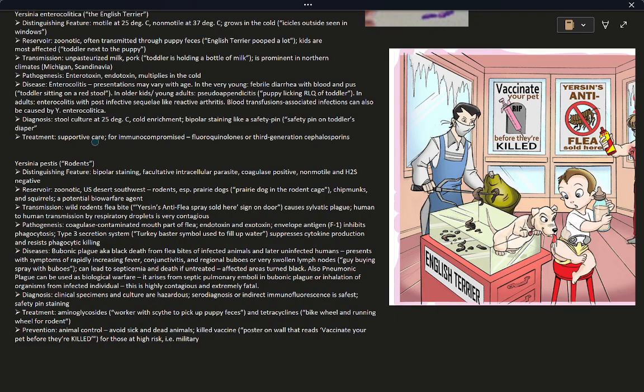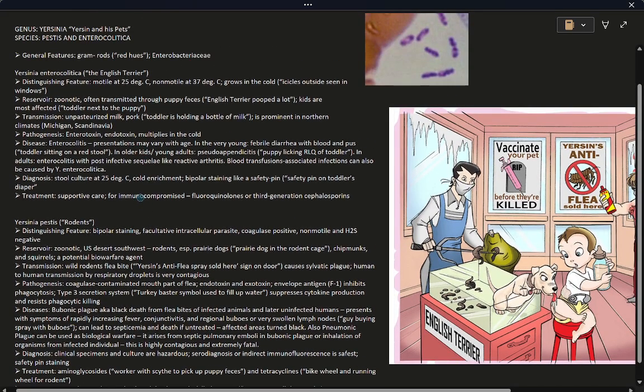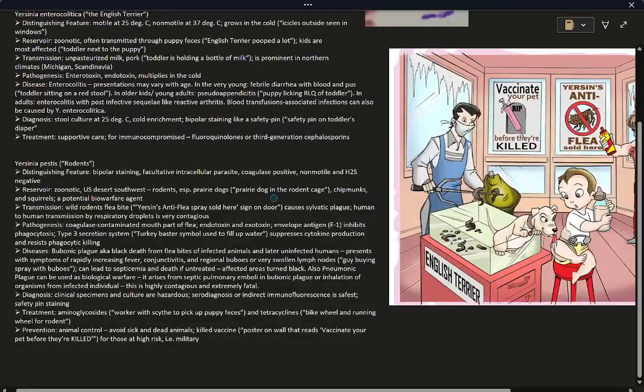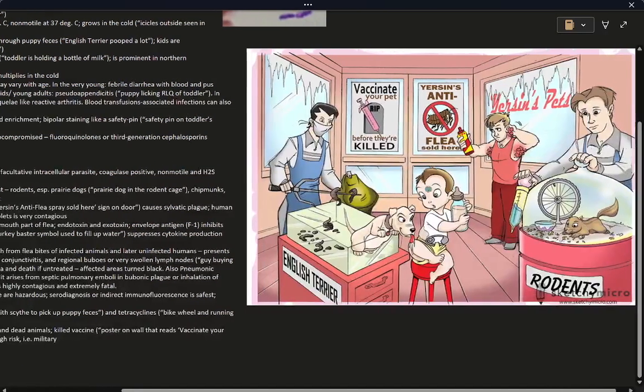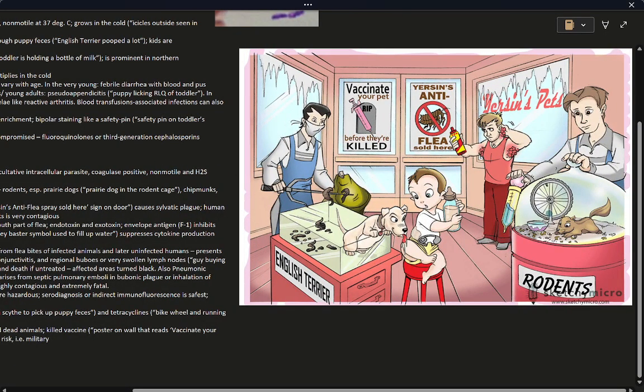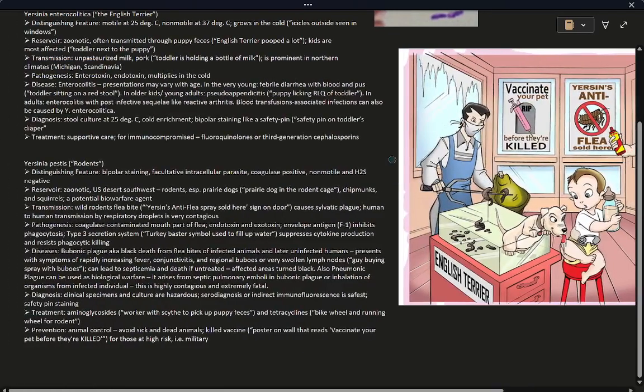And then for treatment, the most important method is supportive care. And then for anyone who is immunocompromised, such as with a low CD4 plus T cell count, you want to utilize fluoroquinolones or third generation cephalosporins for treatment. Then we have the Yersinia pestis, and for this one we'll focus on the rodent over here. And you'll understand why after we go through these principles of Yersinia pestis.